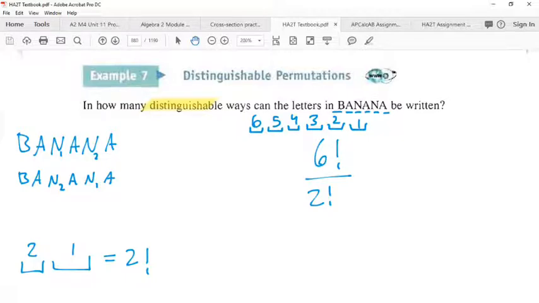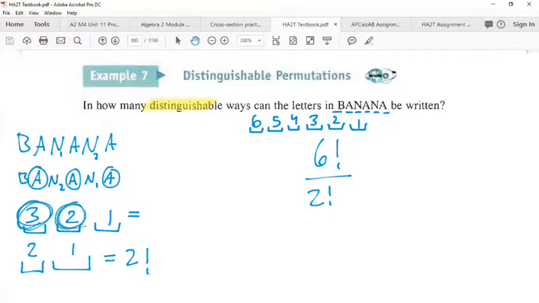Okay, you also have the A's. We have 1, 2, 3 A's. And so we have the first A, the second A, the third A. How many different ways can we rearrange those A's? There's 3 choices of A's, then 2 choices of A's, and 1 choice of A, which would equal 3 factorial, which equals 6. You guys see that?